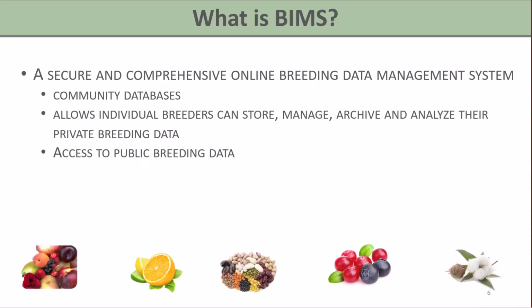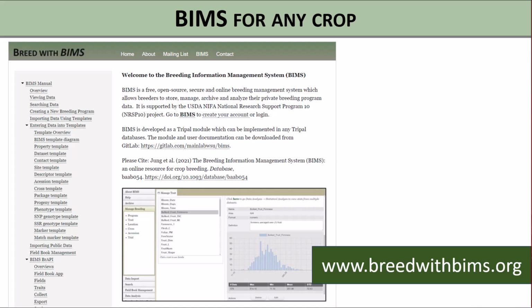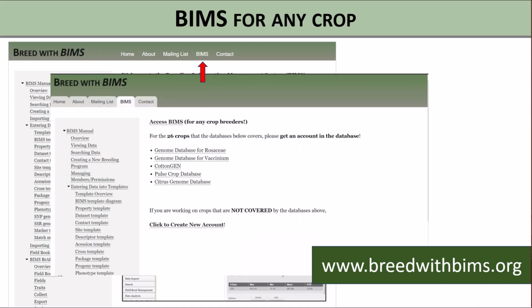So what is BIMS? BIMS is a secure and comprehensive online breeding data management system that is housed in the community databases, allows individual breeders to store, manage, archive, and analyze their private breeding data, allows you access to public breeding data, and is freely available at these 5 databases. If your crop does not belong to any of the databases that house BIMS, you can still use it for free. You just need to go to this website, click BIMS, request the account, and start using it.